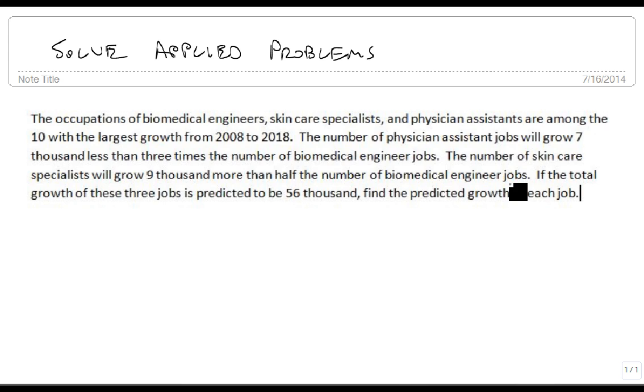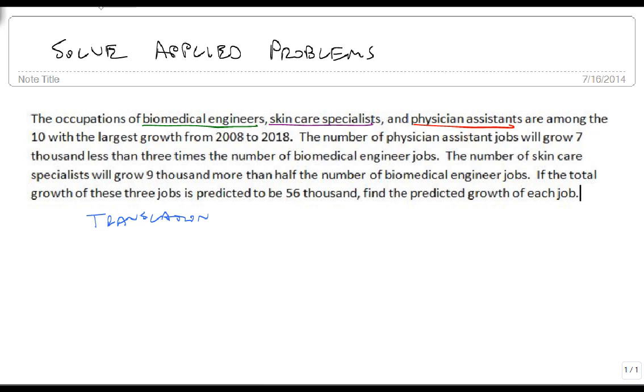So, what we don't know is the number of biomedical engineers, skin care specialists, and physician assistants individually, but we do know how they relate to each other. First of all, this is a translation problem because it doesn't fit any of our other molds. It's not a shape, it's not a finance problem, it's not a uniform motion problem, and it's not a work problem because we're not working together, we're talking about jobs, and there is a distinction there. So what we're doing is translating from English to math.